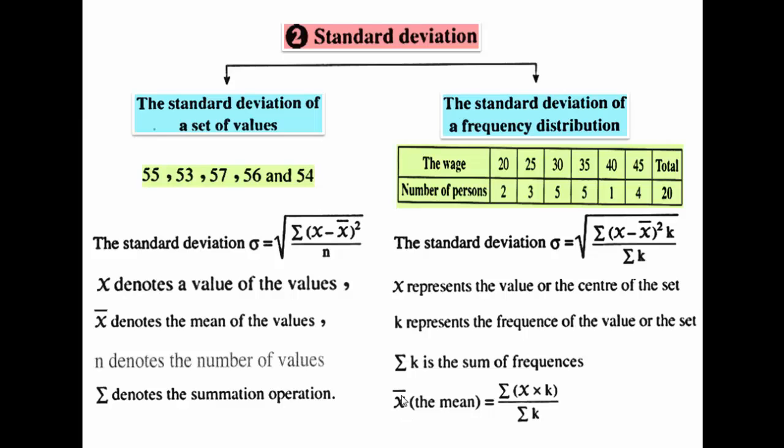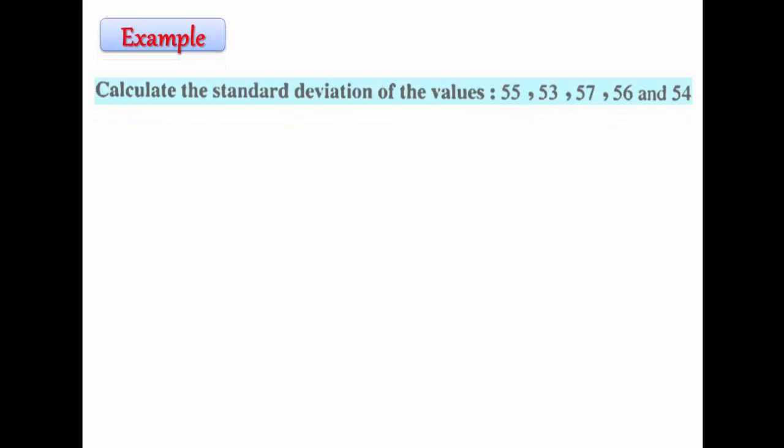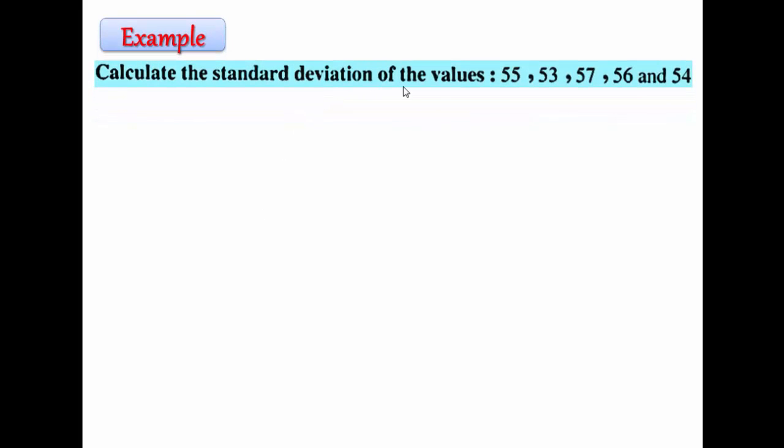X bar, the mean. The rule of mean here equals summation of x multiply k over sum of k. To explain these two types, we have to take some examples. The first example: calculate the standard deviation of the values 55, 53, 57, 56, and 54.